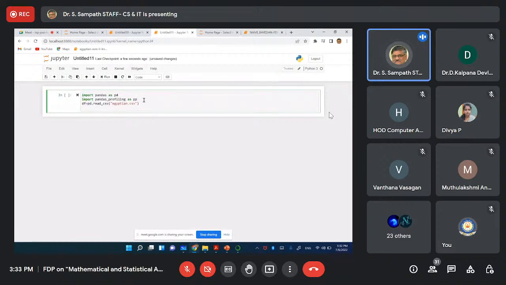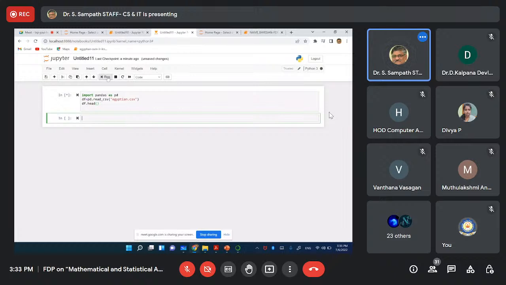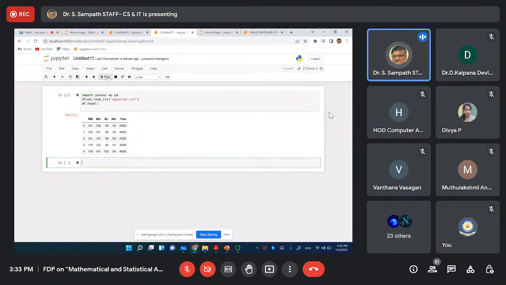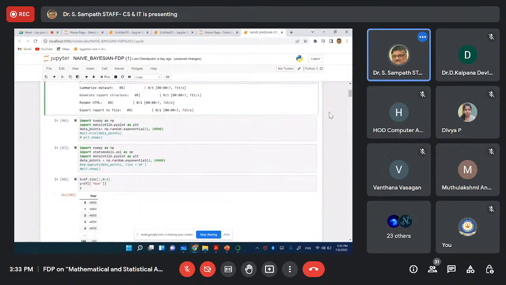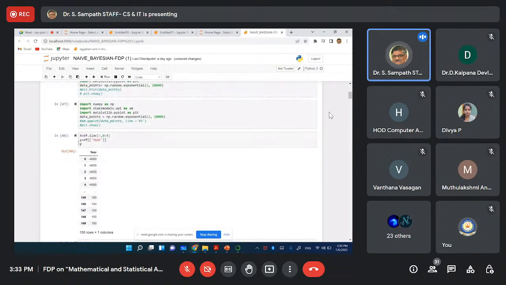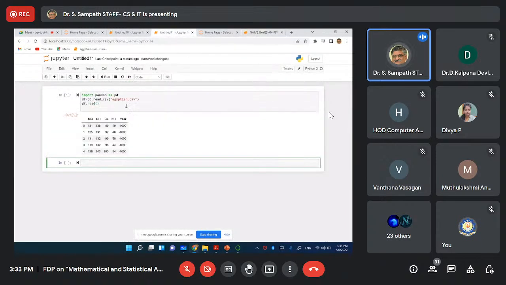So, profiling I don't want. I would like to read my data and confirm whether the reading is taking place correctly. Okay, so now it is reading. So it is read. Now I'll be separating, like what I have done in the case of navigation, my target and data here also.